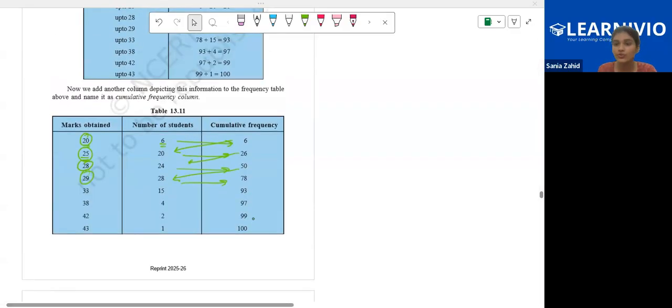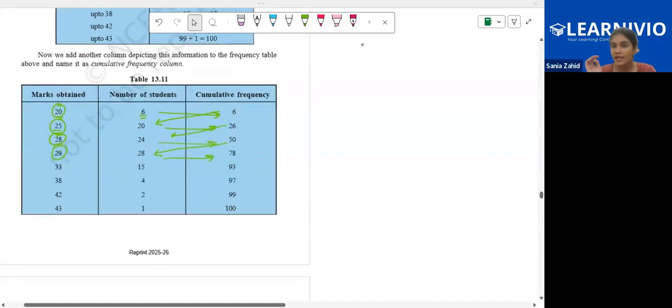So where were we in the question? I was explaining how to find the median. I explained the cumulative frequency. What is the meaning of cumulative frequency? Basically, the up-to numbers. Up to 20, up to 25, how many students have obtained? Up to 28, how many students have obtained? That is known as cumulative frequency. Now, what was n over here? N is the total frequency, the total number of students.